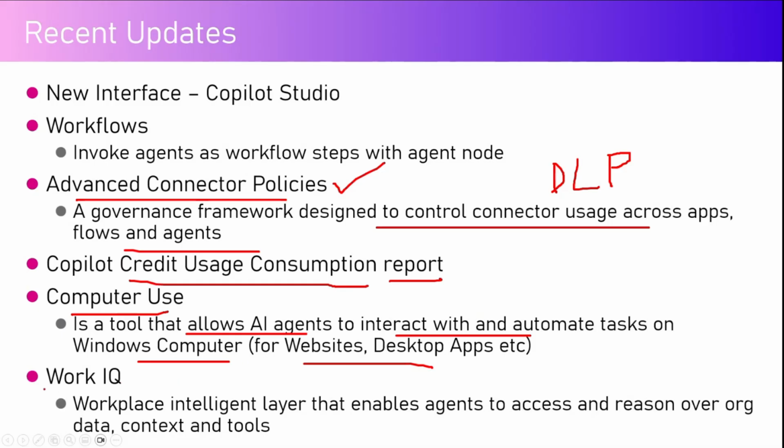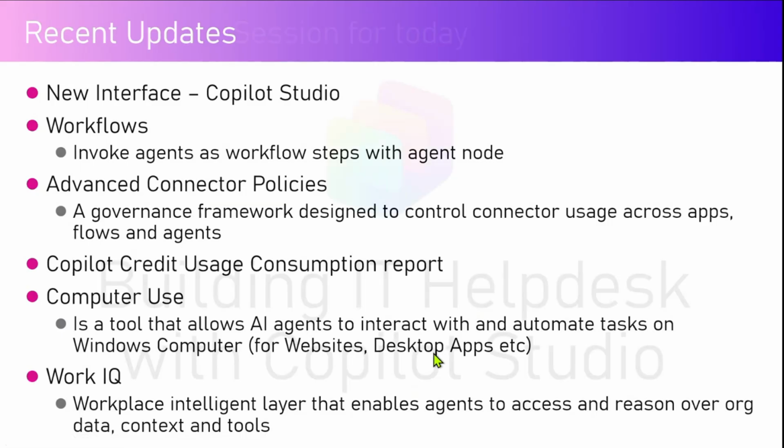Another thing which I saw in the new interface is Work IQ. Now you can add Work IQ to your agent. Work IQ is basically a workplace intelligence layer that enables agents to access and reason over organizational data, like your email, your files, or anything you interact with within your organization. You can take that as context and present it to an agent for processing.